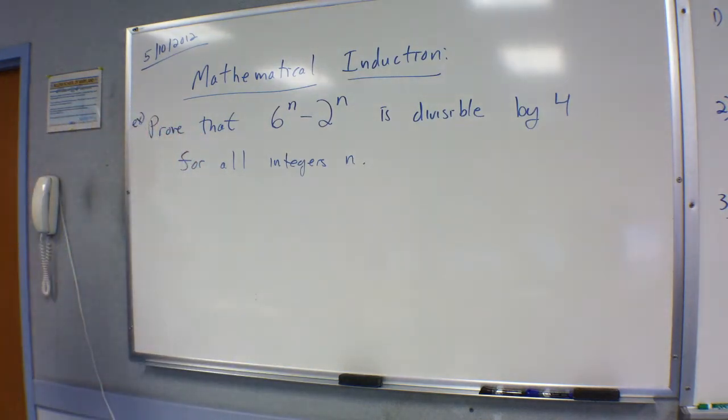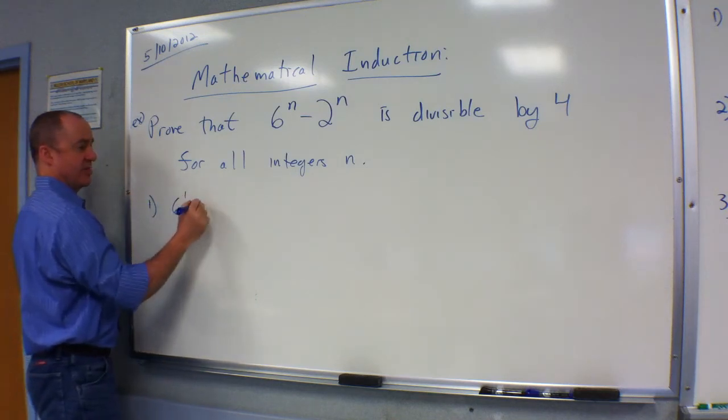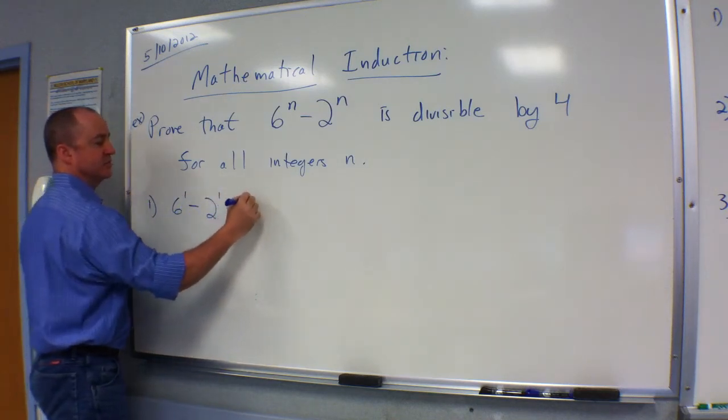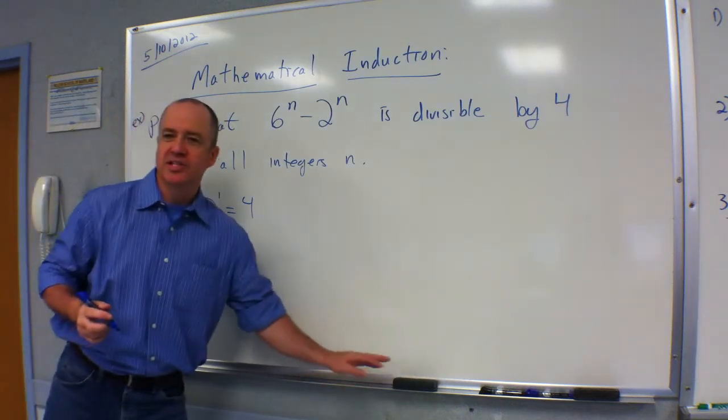So step 1: 6 to the first minus 2 equals 4. Okay, is 4 divisible by 4? I hope so. I think we can roll with that one. We'll take that one on faith.